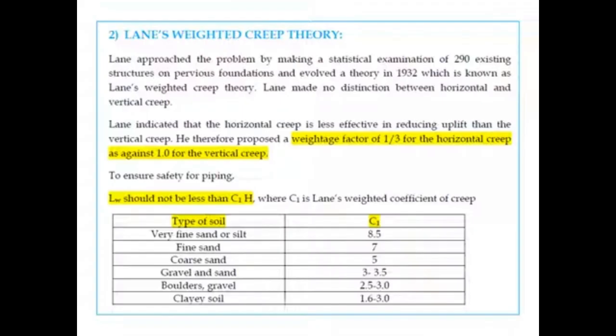To ensure safety against piping, Lane suggested that the length of the creep should not be less than C1 times H, where C1 is Lane's weighted creep coefficient, which he gave for different types of soil. So these are some of the coefficients that are to be used. For very fine sand or silt, he gave the coefficient as 8.5. Similarly, for fine sand, he gave it as 7. For coarse sand, it is around 5. For gravel and sand, it is 3 to 3.5, whereas for boulders and gravel, it is 2.5 to 3, and for clay soil, 1.6 to 3.